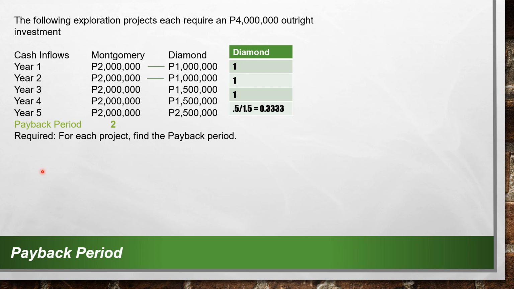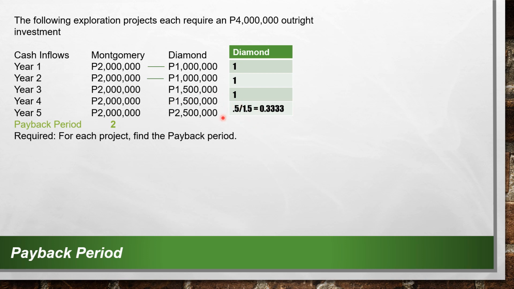Second year, another 1 million, another 1. Third year, it's 1,500,000, so it's another 1. So for the cumulative cash inflows here, we have 1 million plus 1 million, 2 million, plus 1,500,000, we get 3,500,000. So meaning on the fourth year, we only need to recover 500,000. So the formula for the fraction, 500,000 divided by 1,500,000 for cash inflow for that current year.